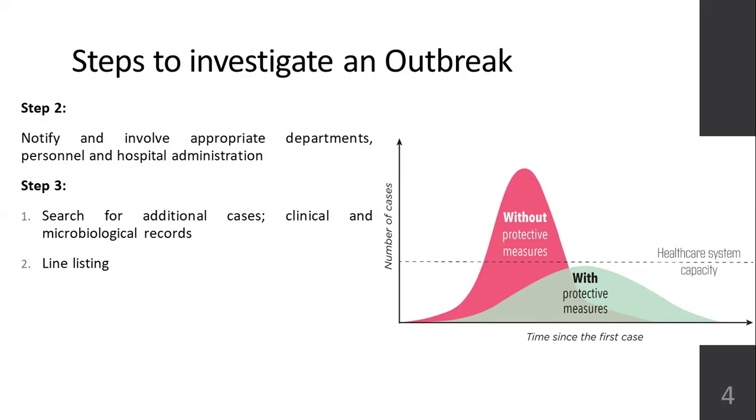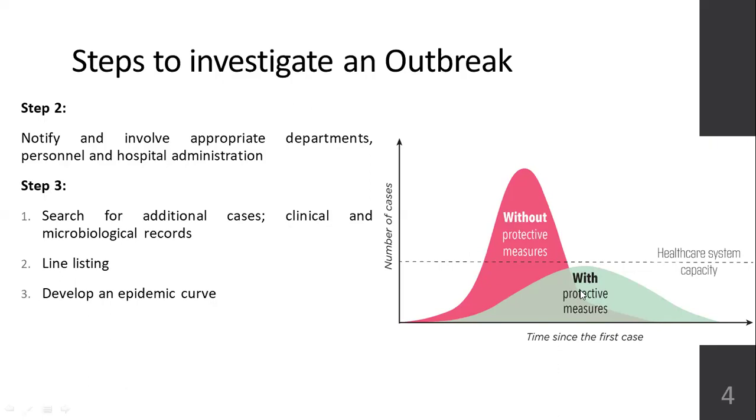Why is line listing important? Because you will be able to identify who was the cause of spread, from whom this person may or may not have got the disease. Just to get those details, just to make the network of cases, line listing is important. Then develop an epidemic curve.